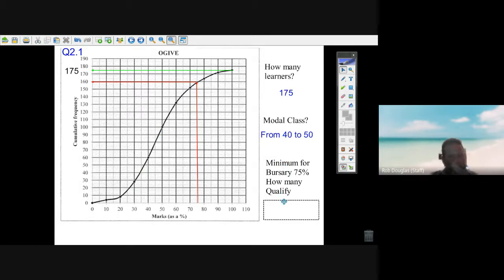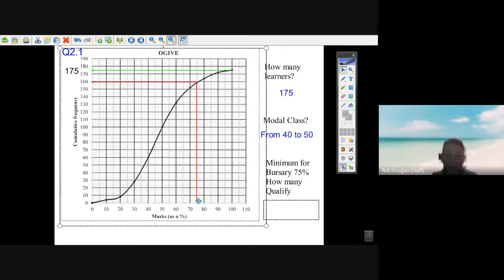Now we're going to use this ogive curve to answer the next question. They say in order to qualify for a bursary, you need 75%. But using this graph, how many people are going to qualify for the bursary? So this is what you do. You go right over to 75%. That's right about there, right at 75%. And you go straight up. And then you go straight over and you hit a number. To me, it looks like about 160.